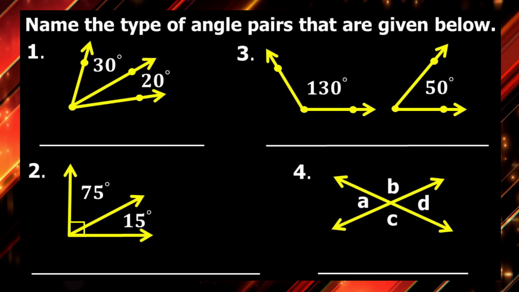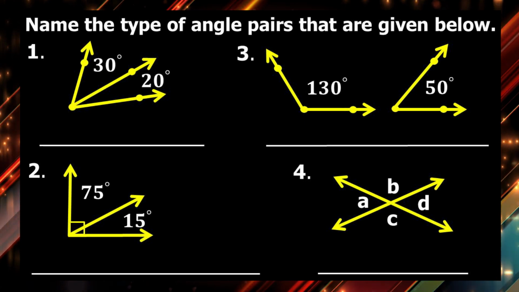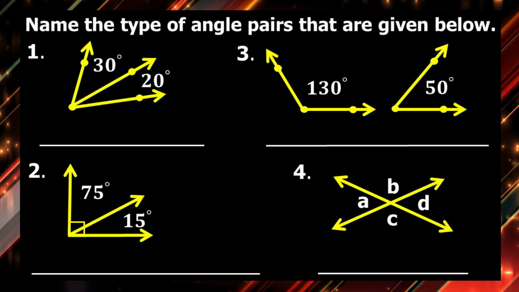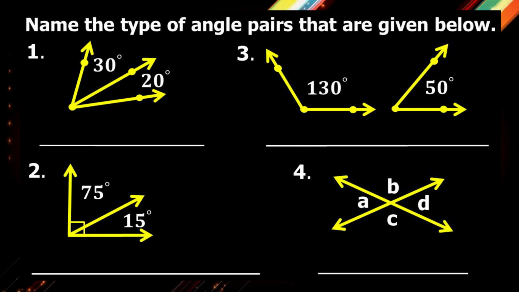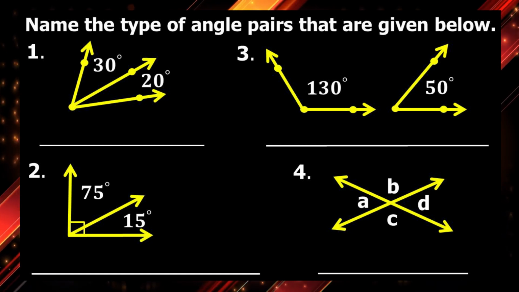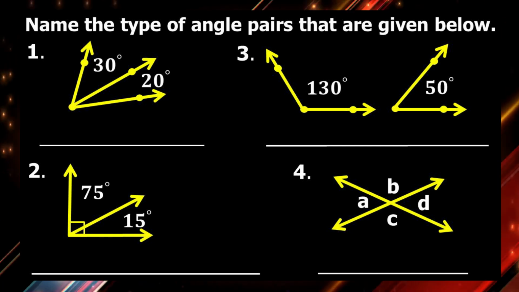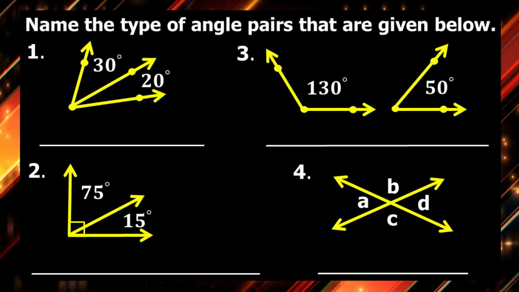This time, I want you to name the type of angle pairs that are given. Number 1. A pair of angles where the first angle measures 30 degrees and beside it measures 20 degrees.